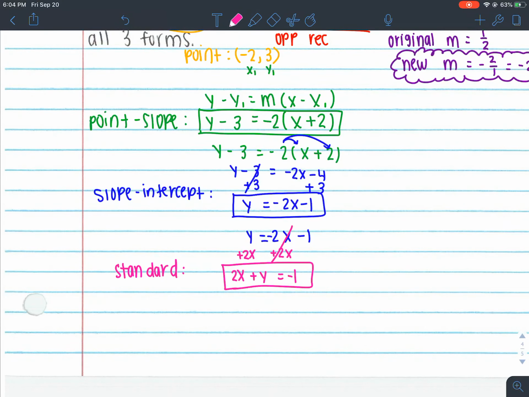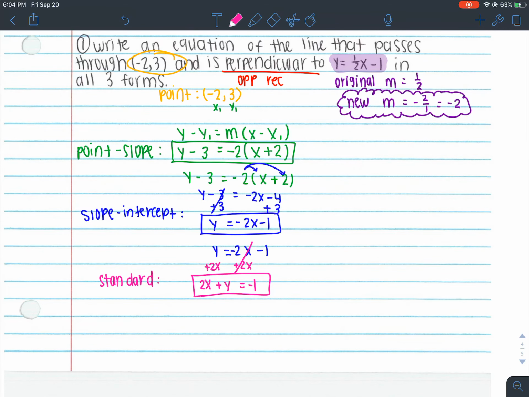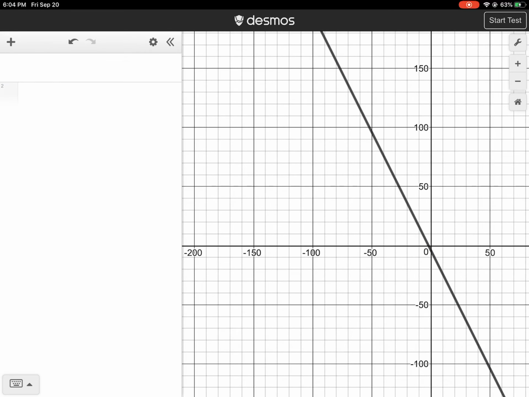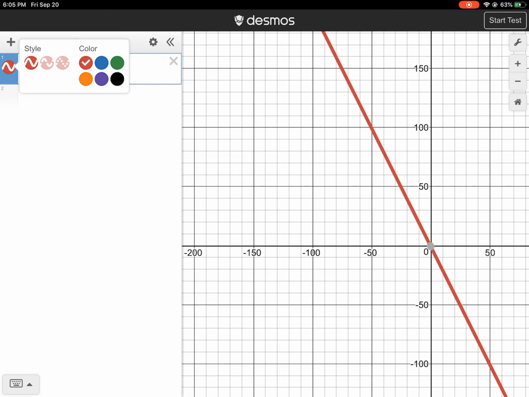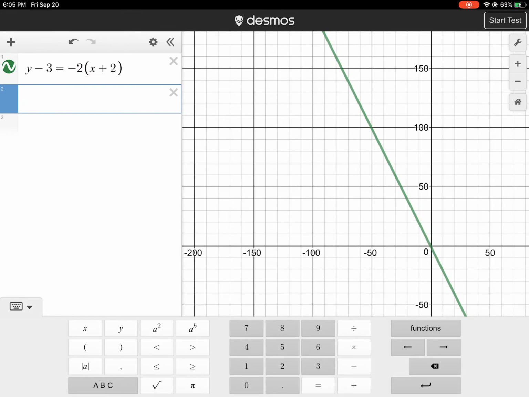And just like parallel lines, my green, my blue, and my pink lines are all equivalent. They're just written in different forms, right? They're all the same, they just look a little bit different. So let me go ahead and plug those all into Desmos to show you and just remind you, hey, these are all exactly the same. So we have y minus 3 equals -2 times x plus 2. So this is our point-slope form, which I'll change to green to match what we have on our notes here. Our slope-intercept was y equals -2x minus 1, and that was in blue.